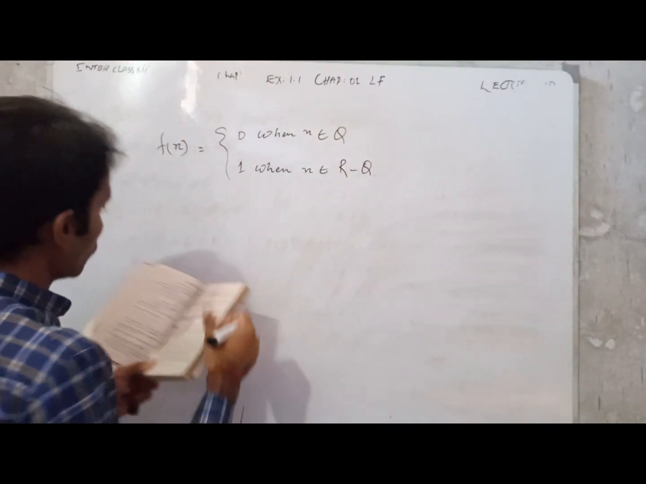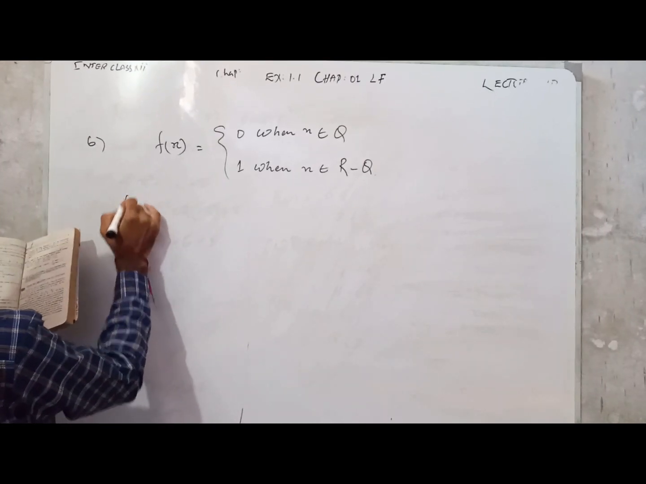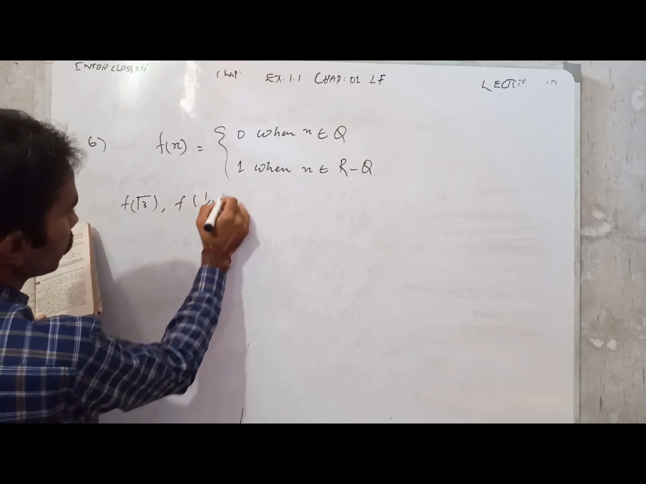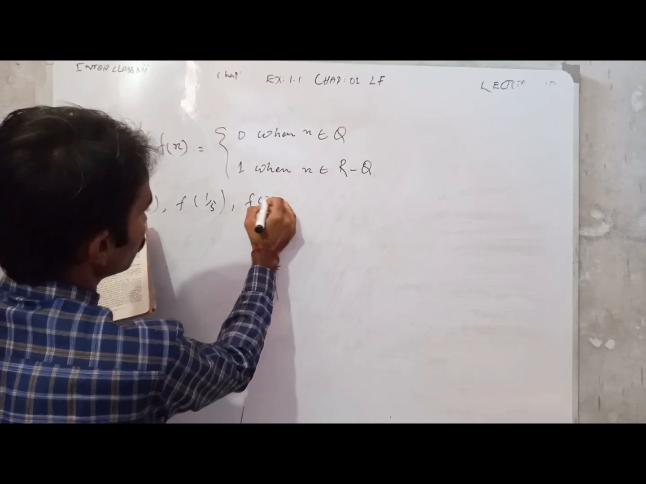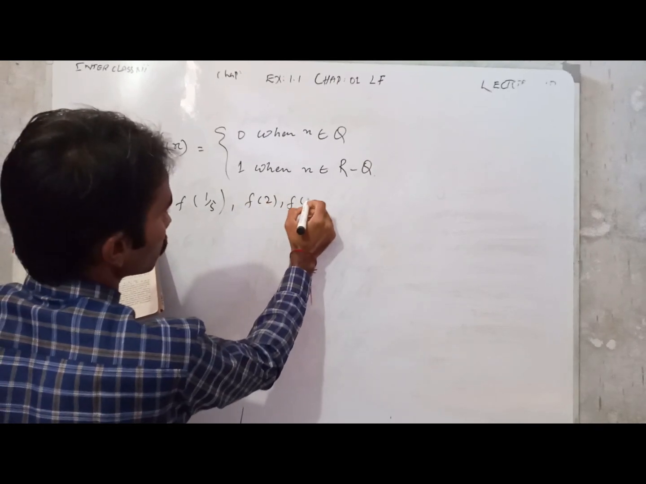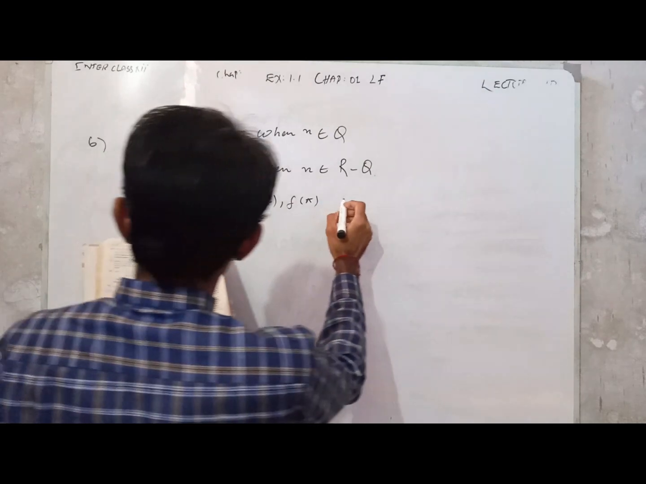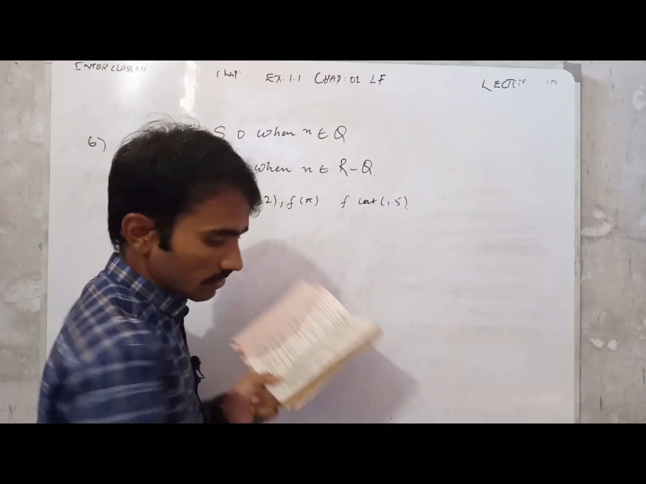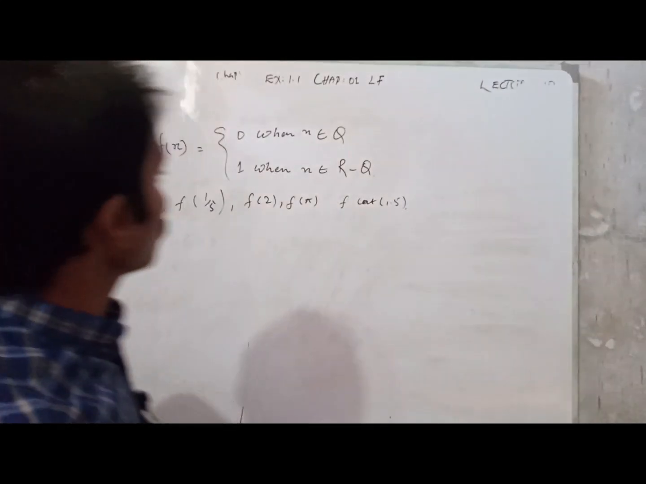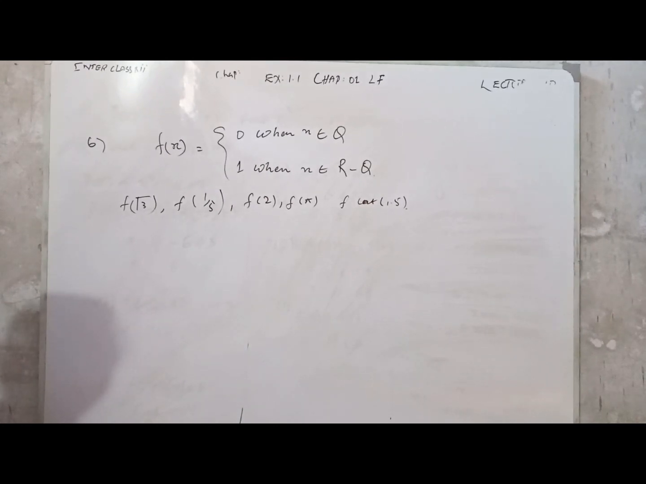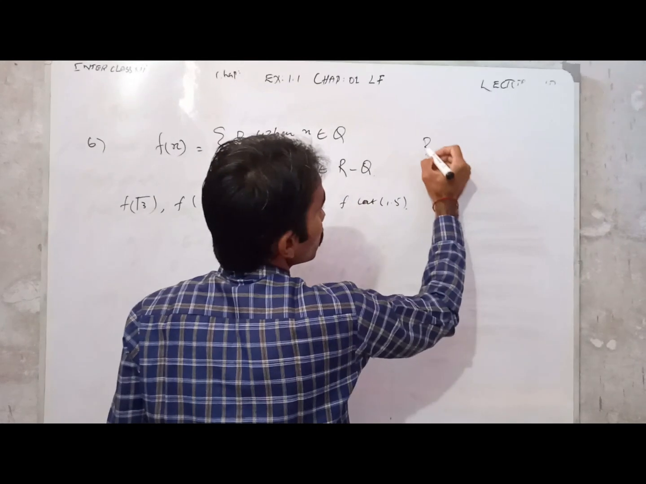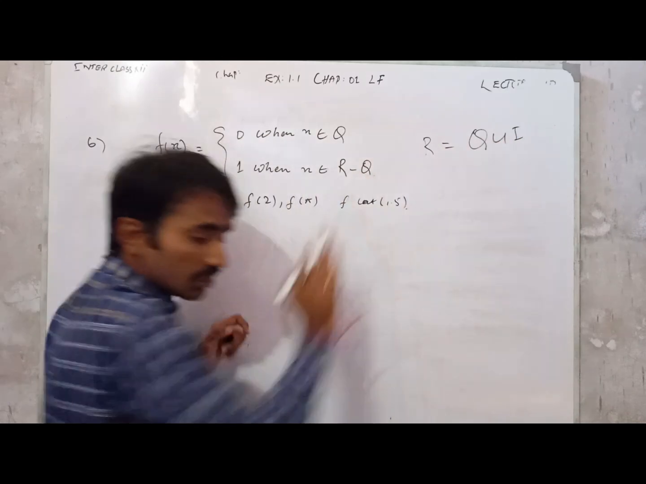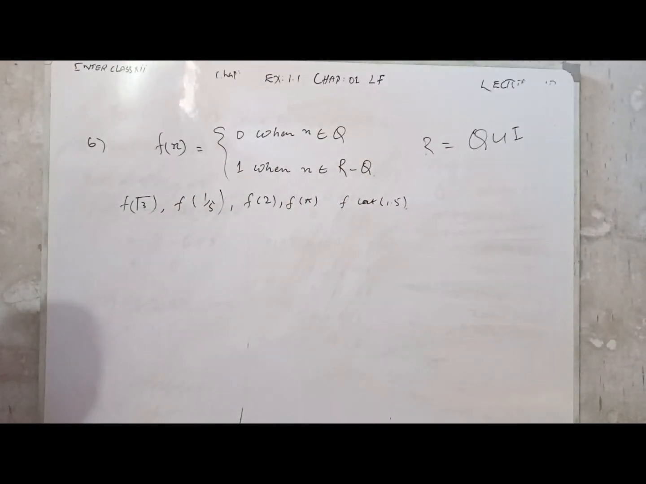Now what we have to find is f of root 3, f of 1 divided by 5, f of 2, f of pi, and f at 1.5. So this is the question. Before going to solve that problem, we will understand the real numbers. The real numbers are the union of rational and irrational numbers. So you must understand it before going to solve that problem.